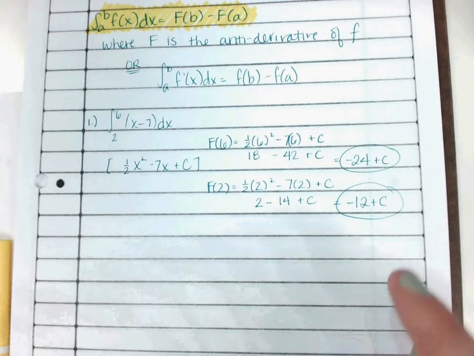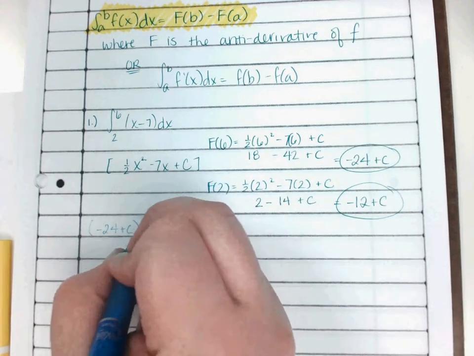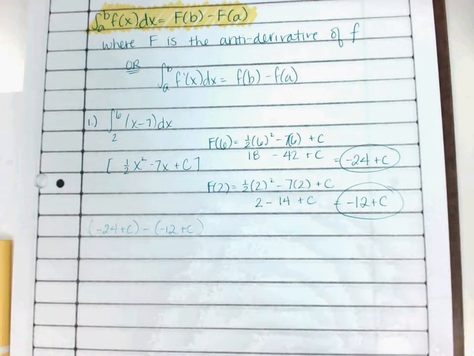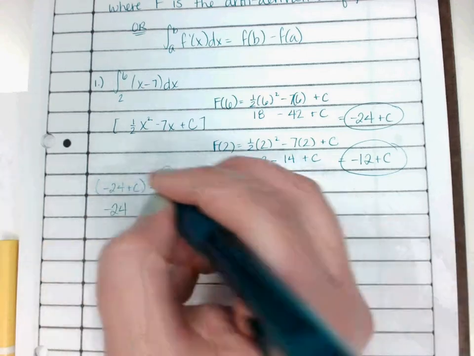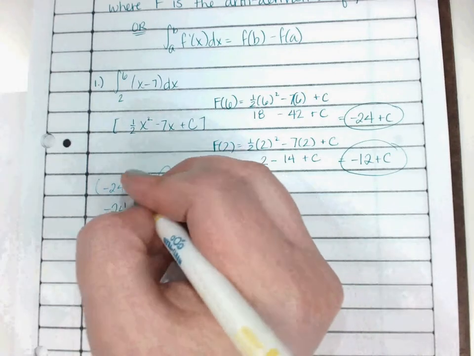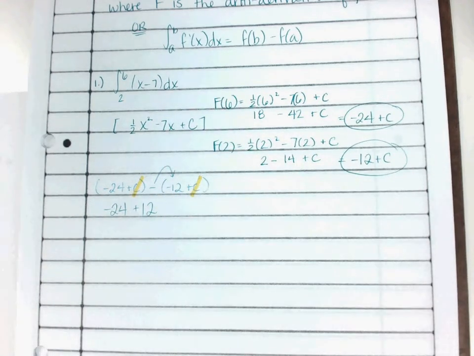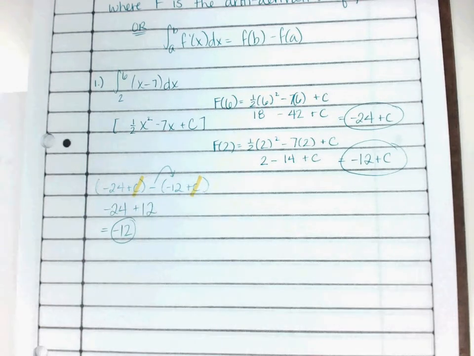And then from there, remember, you subtract these guys. So I'll do negative 24 plus C minus negative 12 plus C. Oh, never mind. Negative 12. Minus a negative will switch to be a plus. So you'll have negative 24 plus C plus 12. And then what's going to happen with the C's? One's a plus, one's a minus, so those are going to eliminate. And then negative 24 plus 12 is negative 12. The C's will always cancel, so after the second example, I'm not going to continue to write them. So that's the answer? Yes.